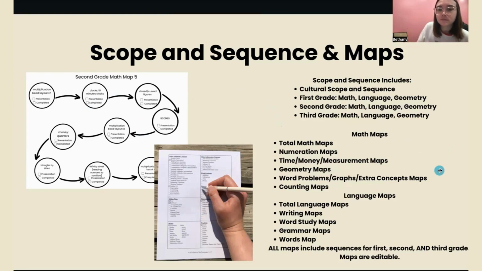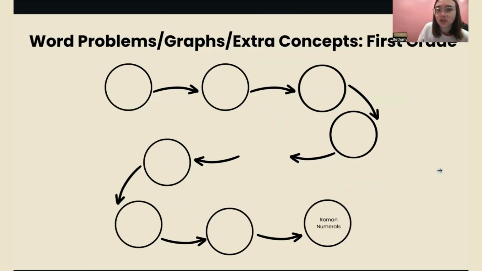So we're going to start with first grade word problems, graphs, and extra concepts. So we start with the addition finger charts and tally marks. Now you might be thinking, well, that's numeration. Well, in my mind, it is just extra concepts that they could do because yes, it is numeration, but also some kids don't need to see every single finger chart. So it's on the maps. Don't get me wrong, all these are on the maps, but when they could see them and everything.